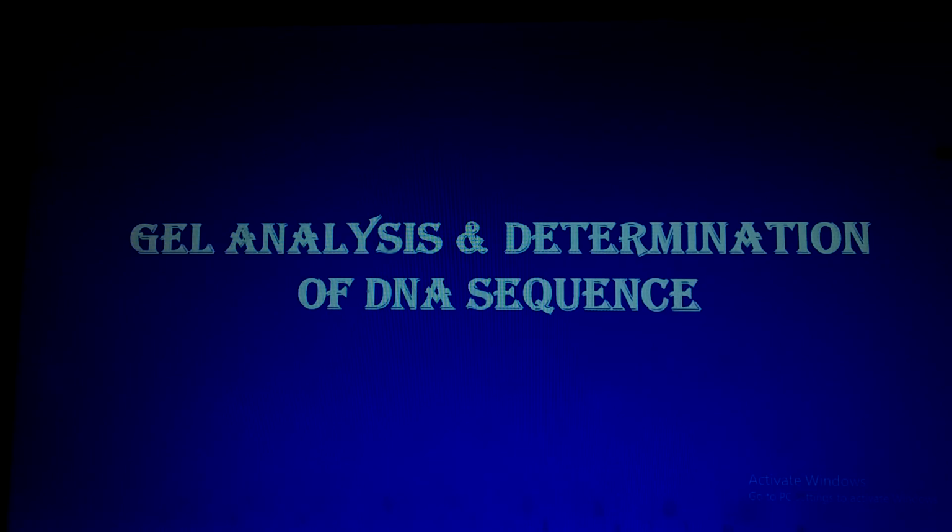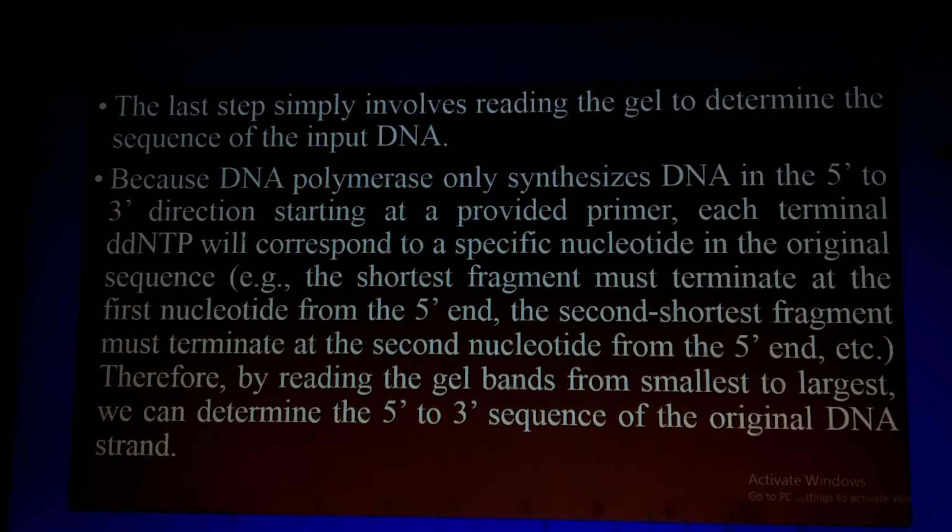Gel analysis and determination of the DNA sequence. How? The last step simply involves reading the gel to determine the sequence of the input DNA. All the four mixtures we loaded on the gel, then how can we analyze? Because DNA polymerase only synthesizes DNA in the 5' to 3' direction, starting at a provided primer. Each terminal ddNTP will correspond to a specific nucleotide in the original sequence. Therefore, by reading the gel bands from smallest to largest, we can determine the 5' to 3' sequence of the original DNA strand, as I have discussed in the figure.